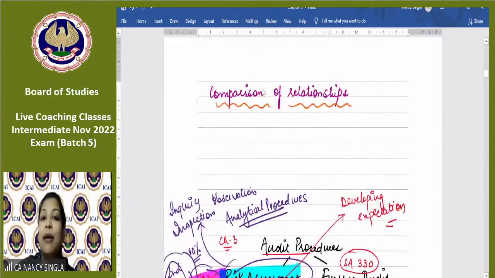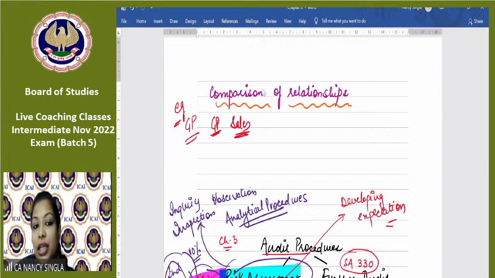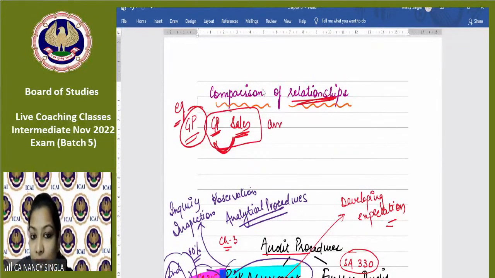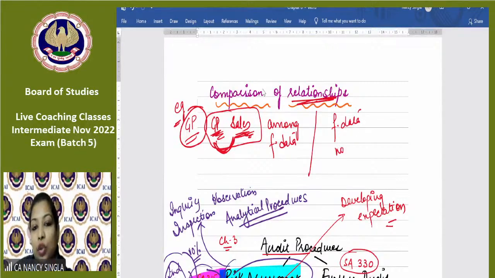We also saw that there is comparison of relationships. For example, this example we are doing again and again. When the auditor is comparing the GP ratio, what is this? The relationship between gross profit and sales. Now, auditor is analyzing such relationship. So, this is the relationship that the auditor is analyzing. And can I say this is the relationship among financial data? Both the things are financial data. GP, the gross profit, is in rupees. The sales also is in rupees. And the comparison may be done with the help of financial data as well as non-financial data.